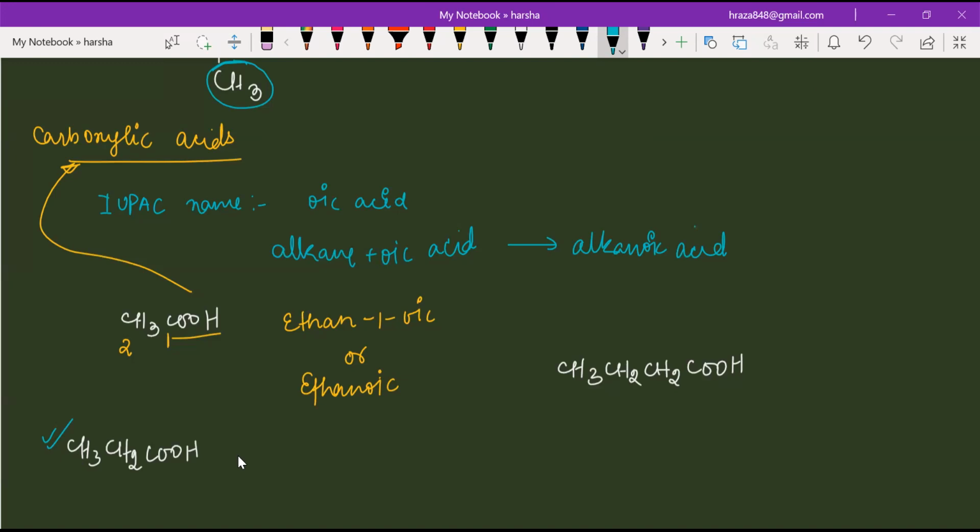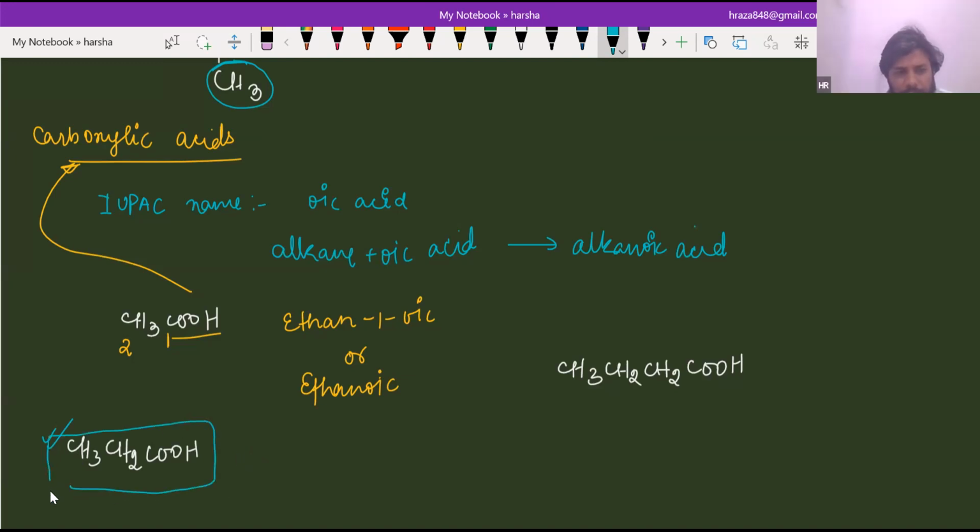See, how many carbons are present in this? Can you tell me the number of carbons present in this? 2. How can you say that? This is 1, this is 2, this is 3 carbon. Total 3 carbons are present now.